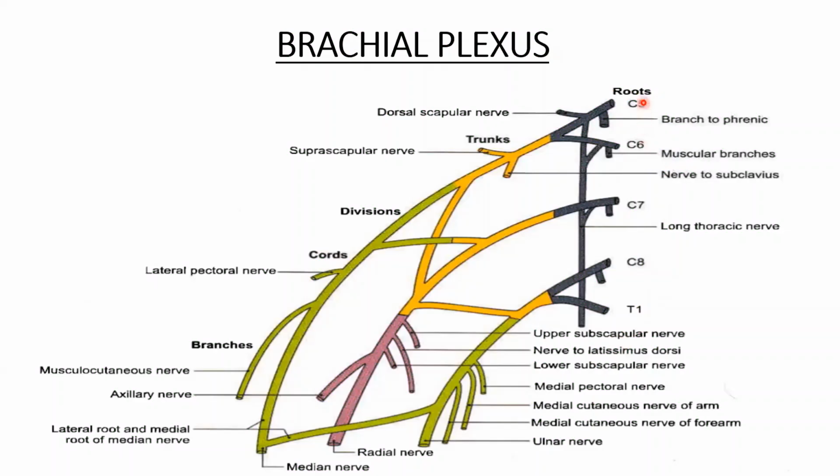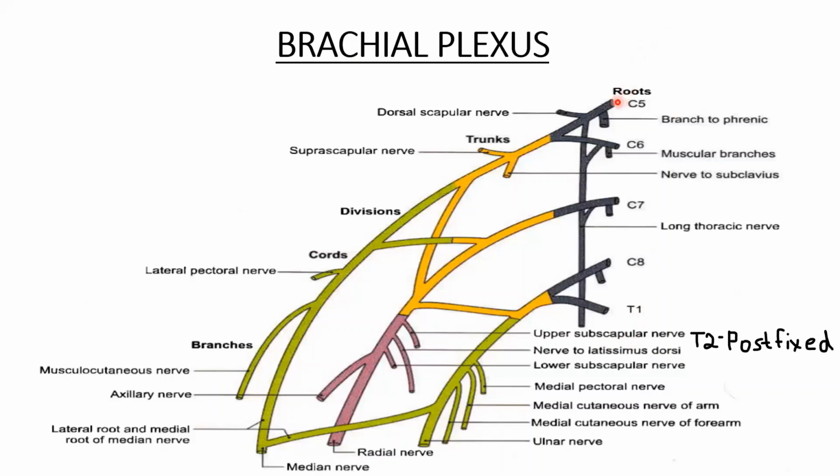T1. When the plexus receives additional supply from C4, then it is called a prefixed plexus, and when it receives additional supply from T2, then it is called a postfixed plexus.